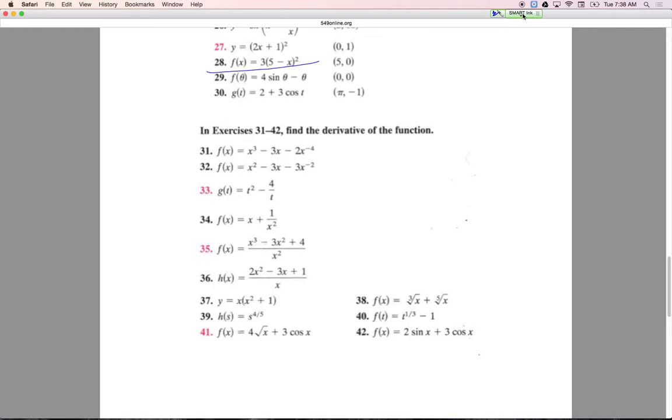This one right here, number 28, wanted you to find the derivative and then find the derivative at the indicated point, 5, 0. So I've got f of x is equal to 3 times 5 minus x to the second power. There's a reason you can't do this one right now. There is a way to do this with simple power rule, but it involves what's called chain rule, which we're going to learn Thursday, Friday. That'll be your last basic derivative rule this week.